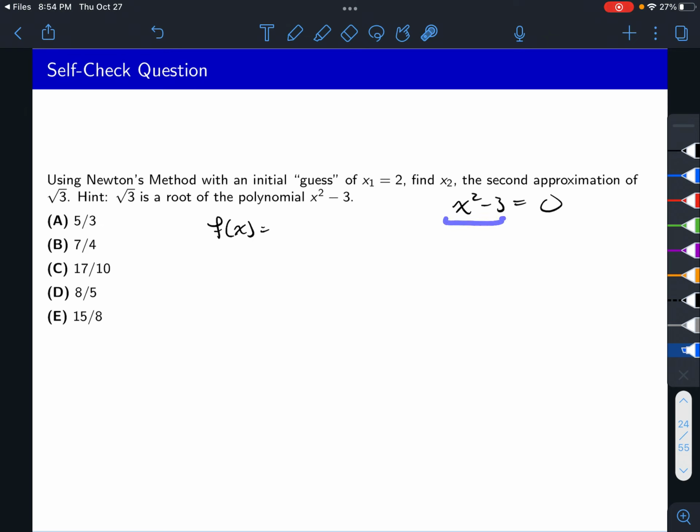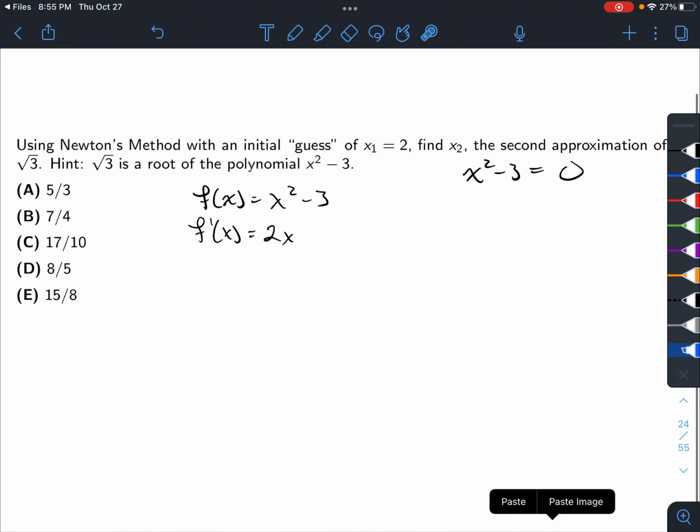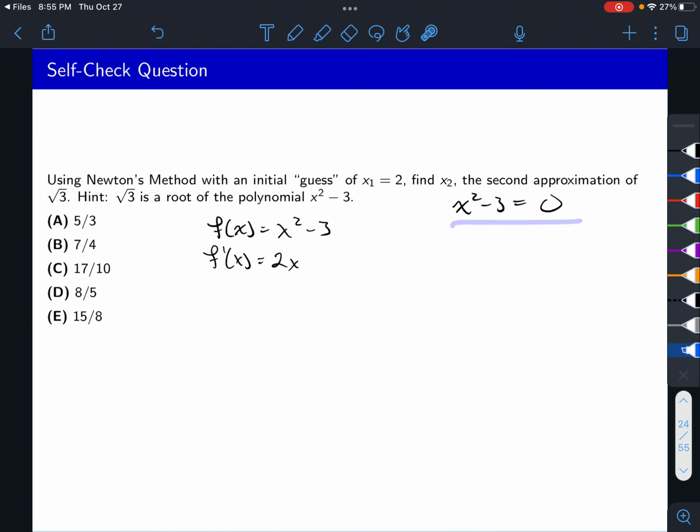All right, so really what we're trying to solve is the equation x squared minus 3 equals 0. So our f of x is x squared minus 3, and our f prime of x is equal to 2x. Okay. Why is this what we're doing?